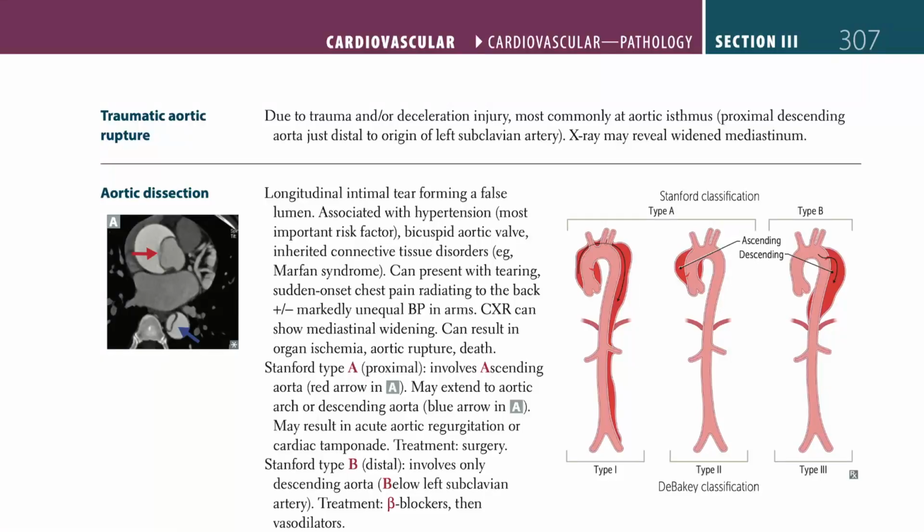Let's talk about traumatic aortic rupture. It is due to trauma or deceleration injury, most commonly at the aortic isthmus, which is the proximal descending aorta just distal to the left subclavian artery. X-ray may reveal widened mediastinum.